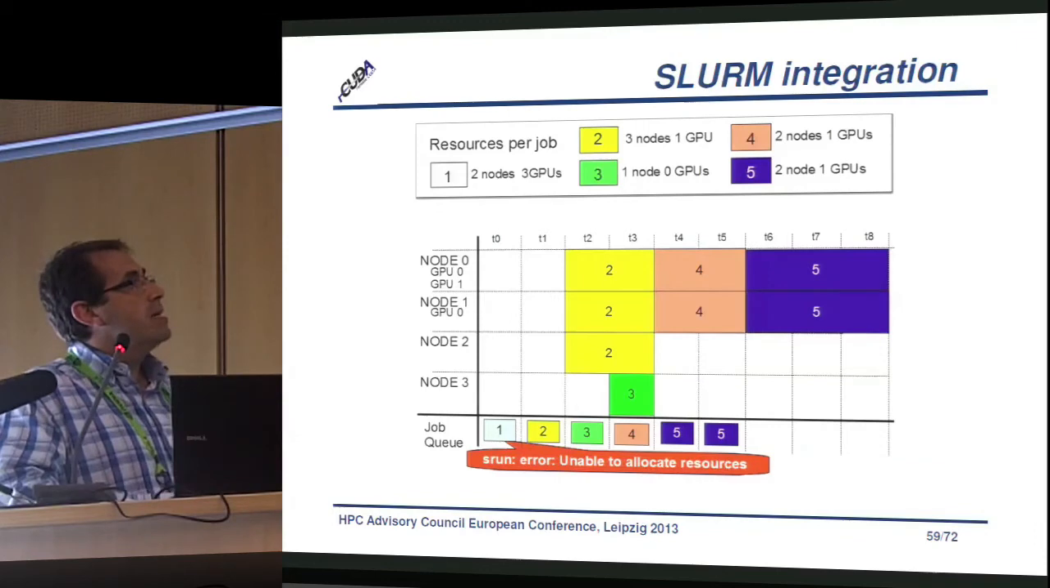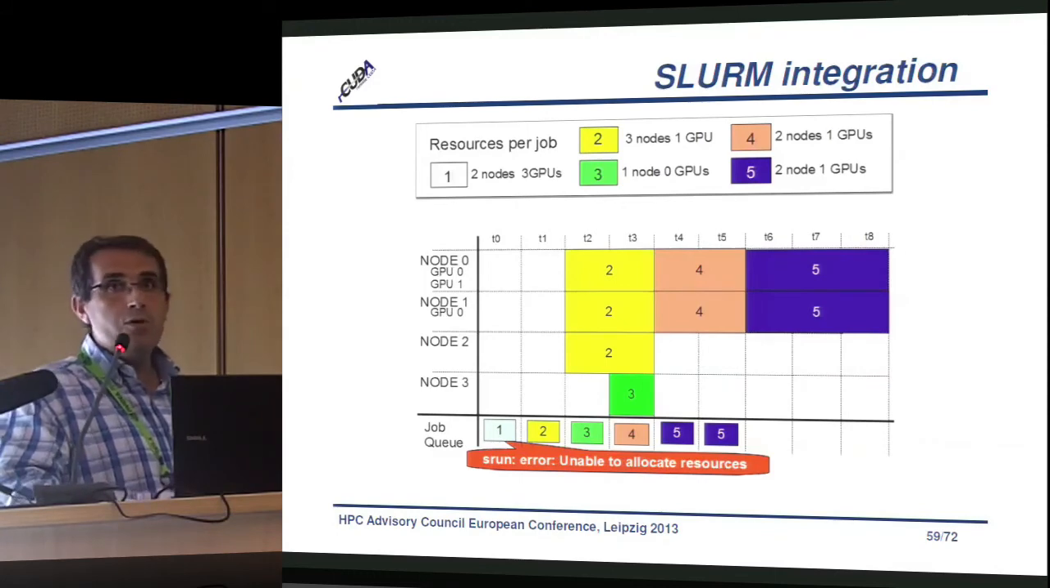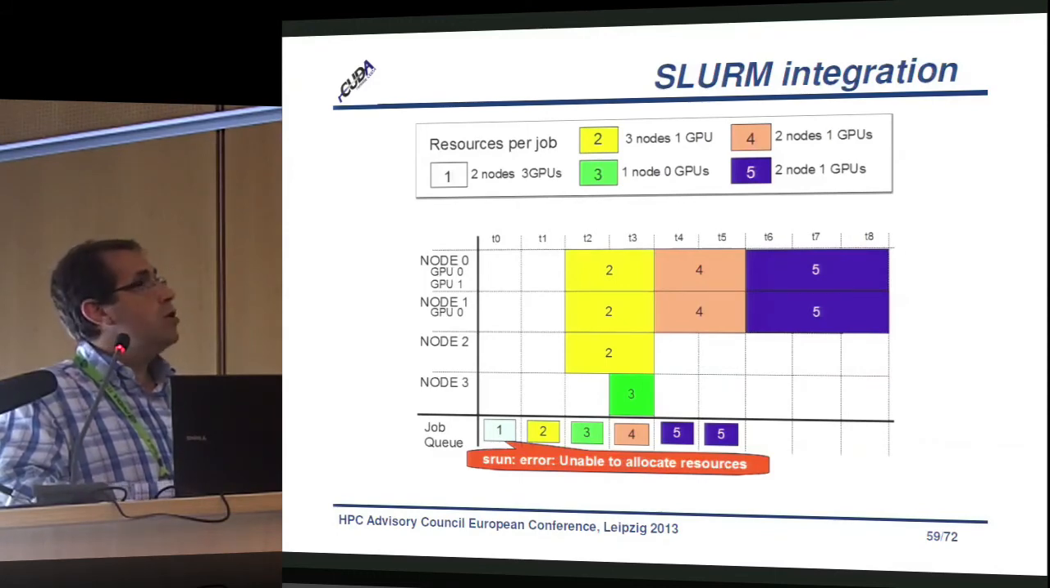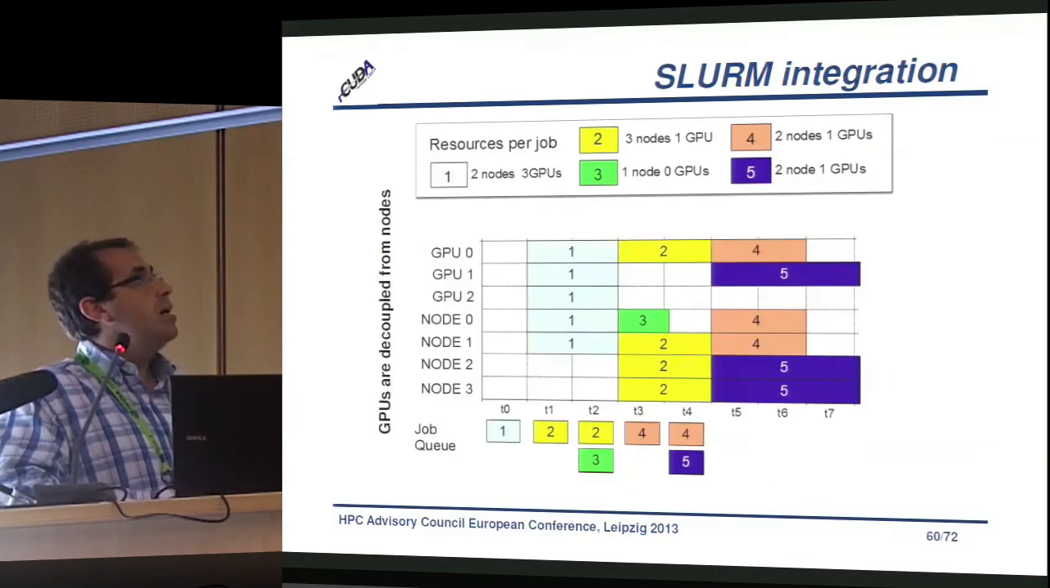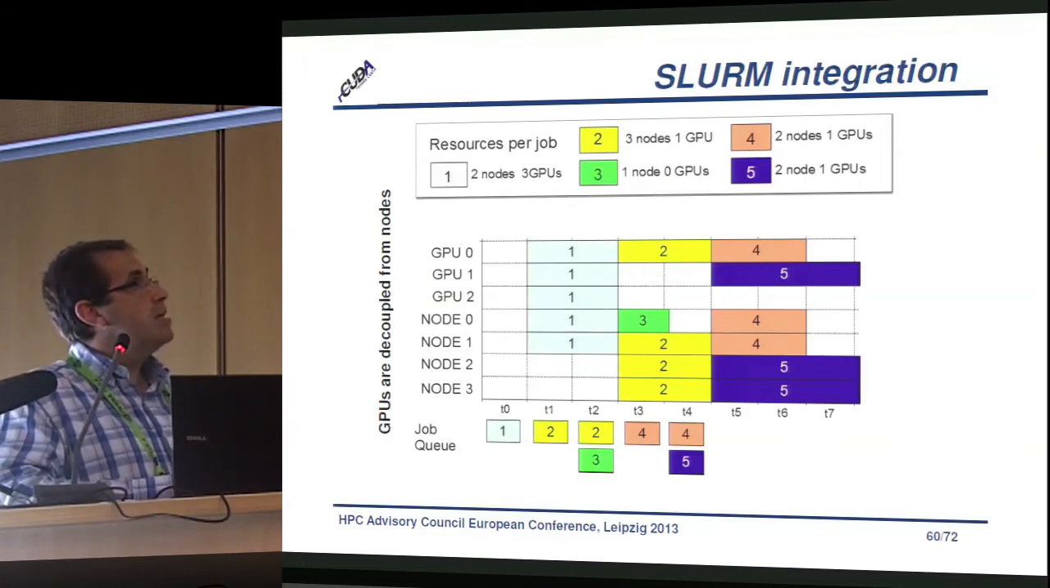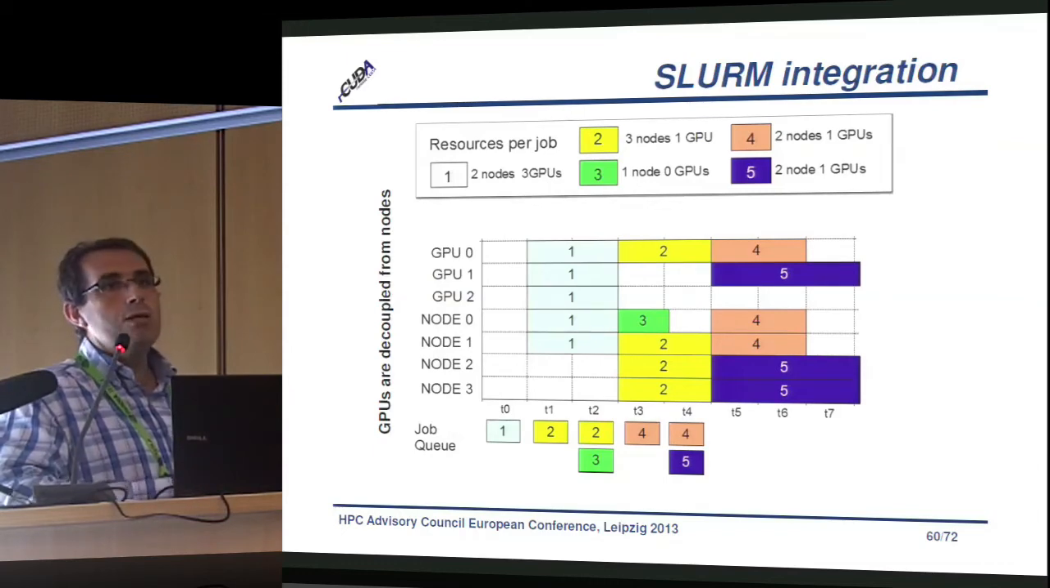Basically, here in this picture, you can see what will happen if you have 4 nodes. In node 0 you have two GPUs, and in node 1 you have only 1 GPU. If you try to run a job that needs 2 nodes and 3 GPUs, SLURM without remote CUDA says that it's unable to allocate resources, because you have 3 GPUs, but SLURM needs the 3 GPUs in the same node. What we have to do is decouple the GPUs from the nodes, so you can use whatever GPU in the system exists. So you can perfectly send a job that needs 2 nodes and 3 GPUs, having these 3 GPUs connected to whatever node in the system.